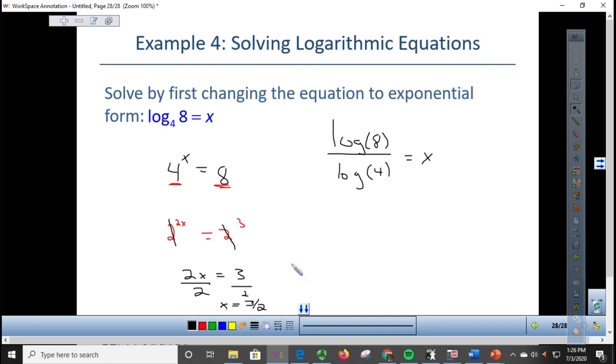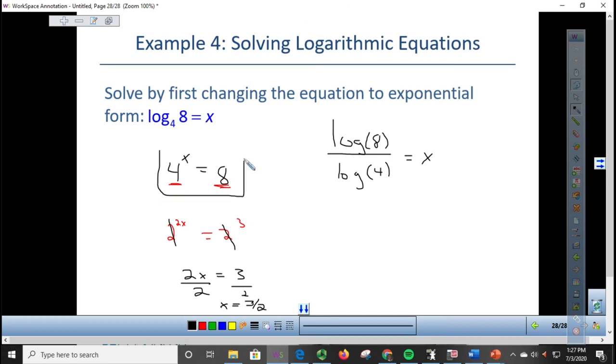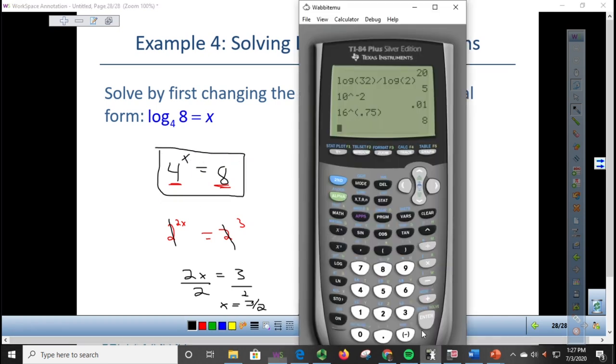And so it's all about manipulating, right? If I went to my graphing calculator and wanted to solve it from here, I would say log base 10 of 8 divided by log base 10 of 4. That gives me 1.5, which if I change that to a fraction, I get 3/2.